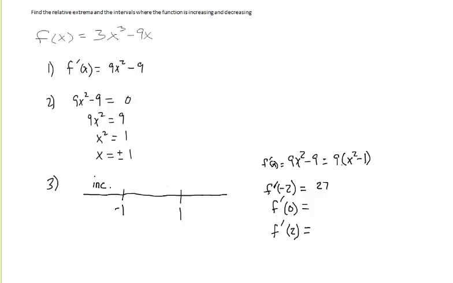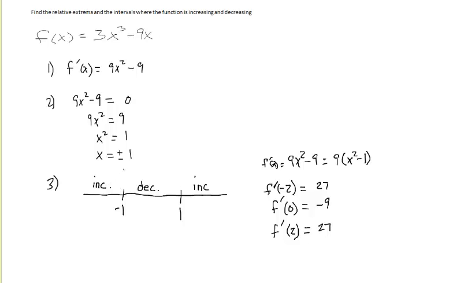And f prime of 0, 0 minus 1, is -9 total. So because it's negative, it's less than 0, we're decreasing. And when we put 2 in, we get 27 again. So we're increasing again. And now we need to look at these two critical values and see if we have relative mins or relative maxes.